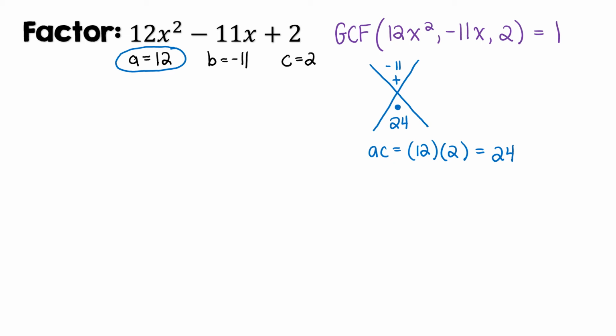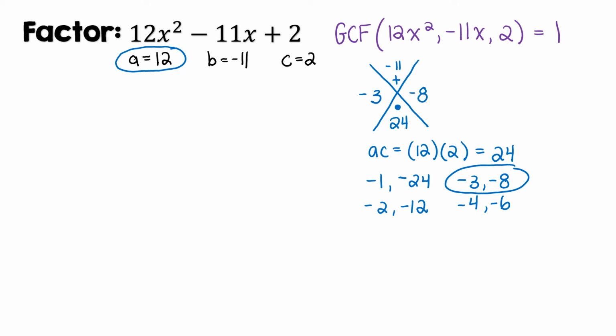Since I'm multiplying to a positive number and adding to a negative number, that means both my factors will be negative. So I could have negative 1 and negative 24, negative 2 and negative 12, negative 3 and negative 8, or negative 4 and negative 6. The pair of factors that adds to negative 11 is negative 3 and negative 8. So these are the coefficients I'll use to split my negative 11x.